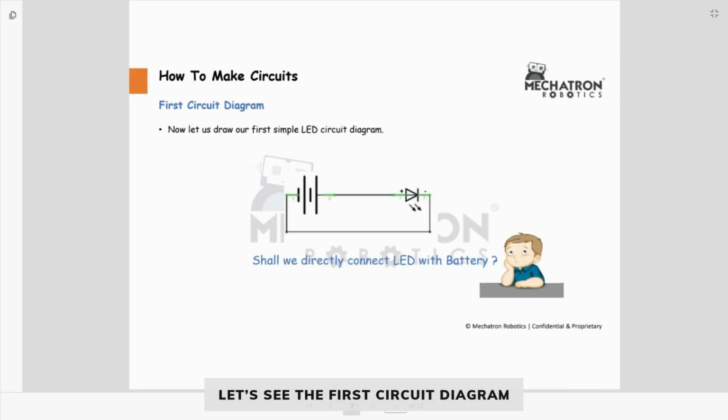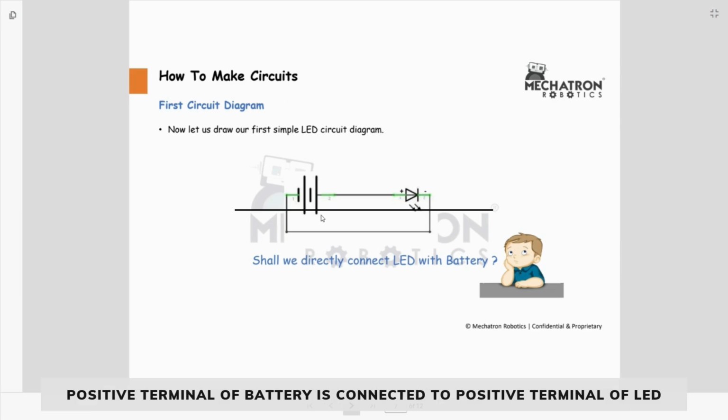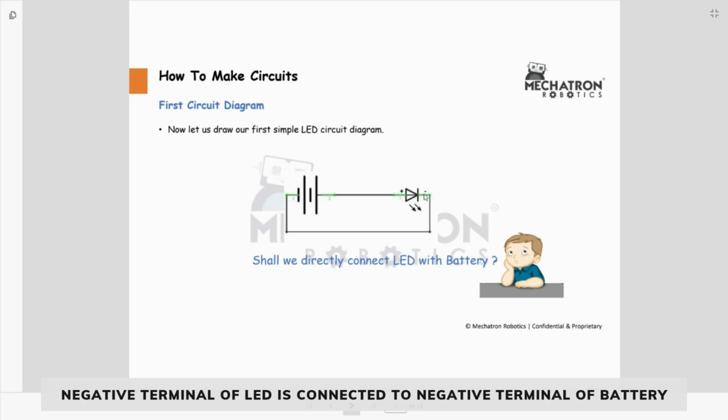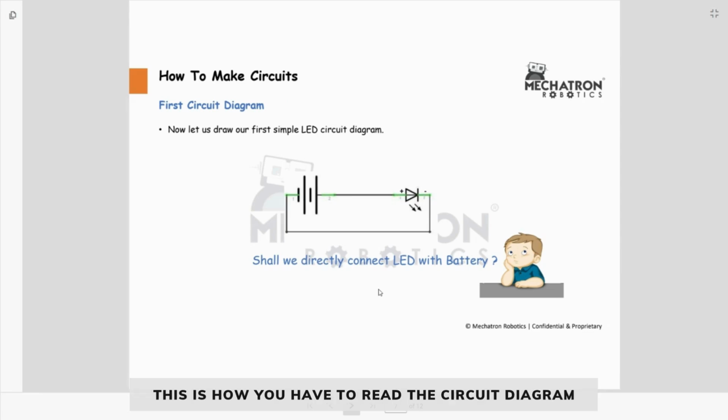Now let's see the first circuit diagram. Here, as you can see, this is the symbol of a battery and this is the symbol of an LED, as there are two arrows pointing outward. Now, how to read the circuit diagram. There are some wires or lines which connect these terminals together. The longer terminal of the battery, which is the positive terminal, is connected to the positive terminal of the LED, and the negative terminal of the LED is connected to the negative terminal of the battery. This is how you have to read the circuit diagram, and accordingly you have to make the connections.